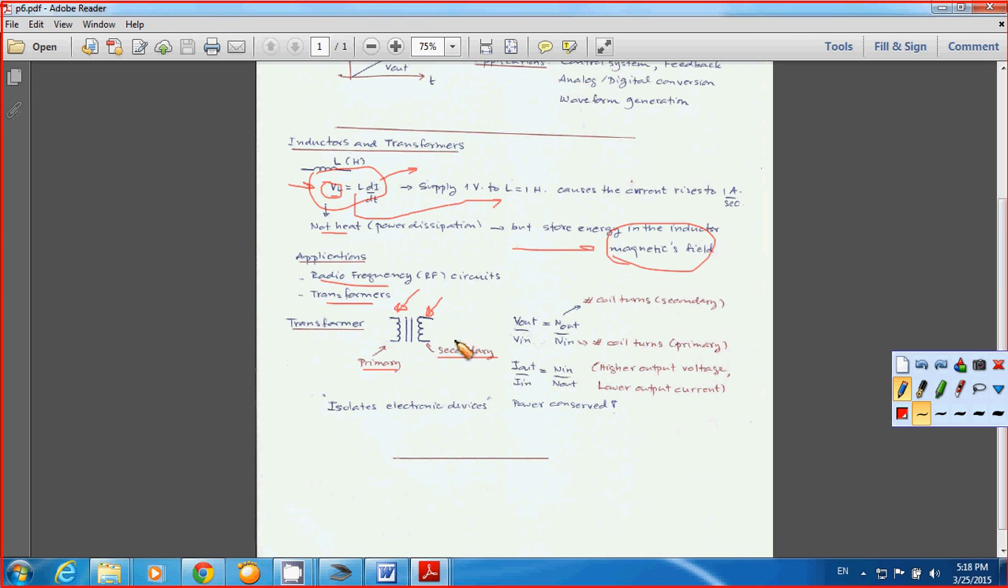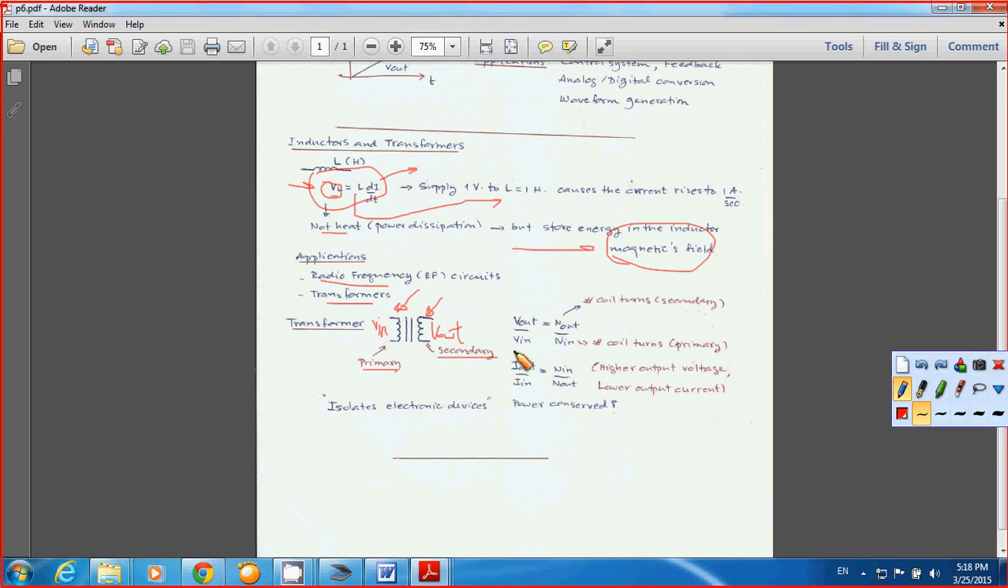You can find V out over V in, when you have V in coming here and this is V out. V out over V in is simply equal to the number of turns on the secondary side divided by the number of turns on the primary side.